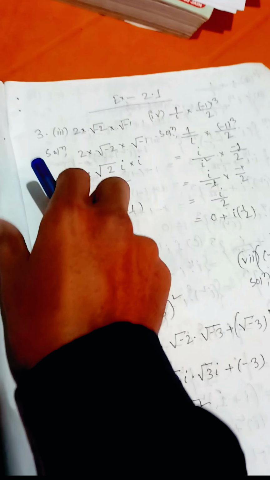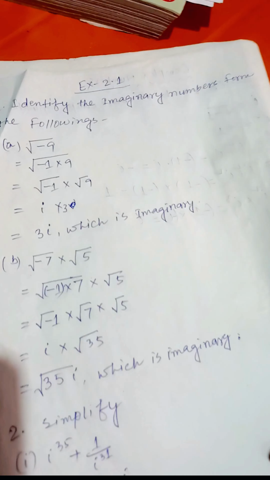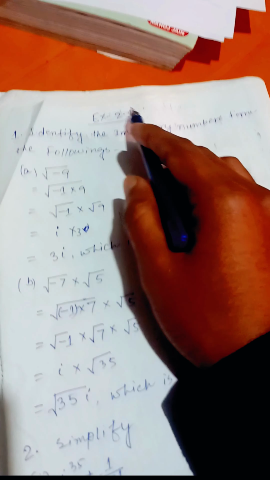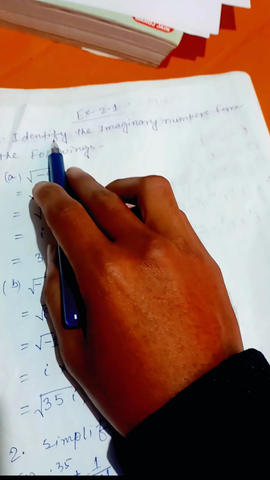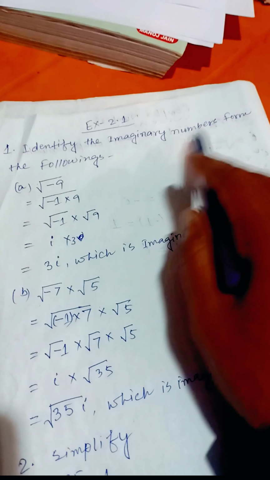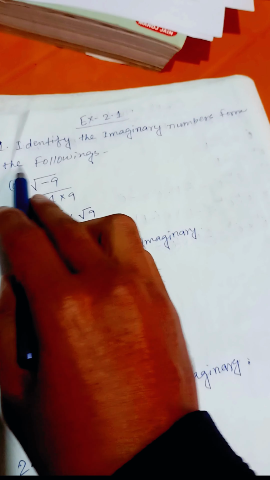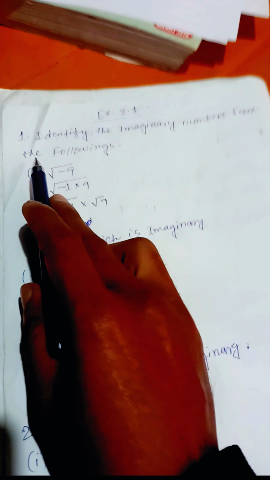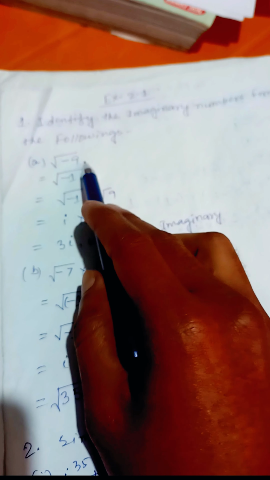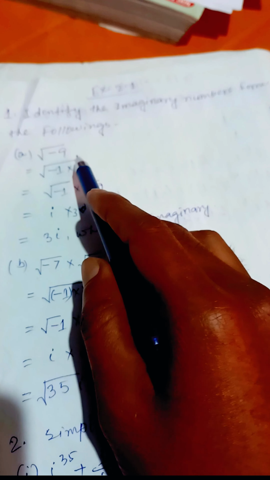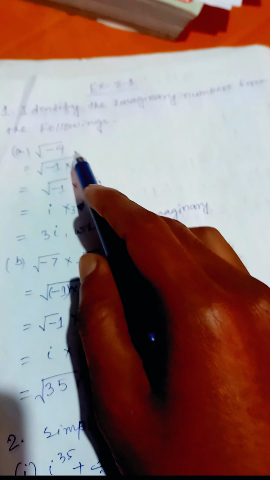Now I will start exercise 2.1. The first question is: identify the imaginary numbers from the following. Suppose (a) the number under root minus 9. First we should break minus 9.